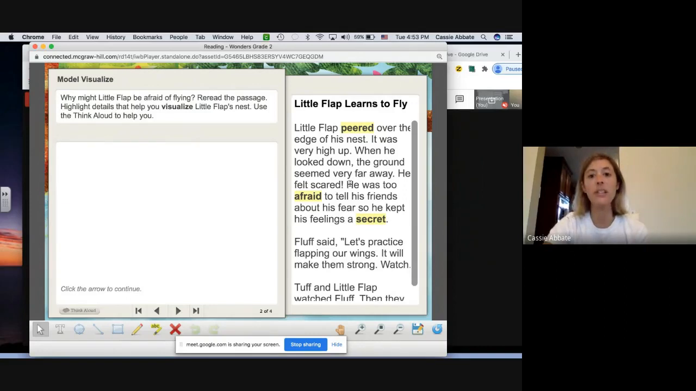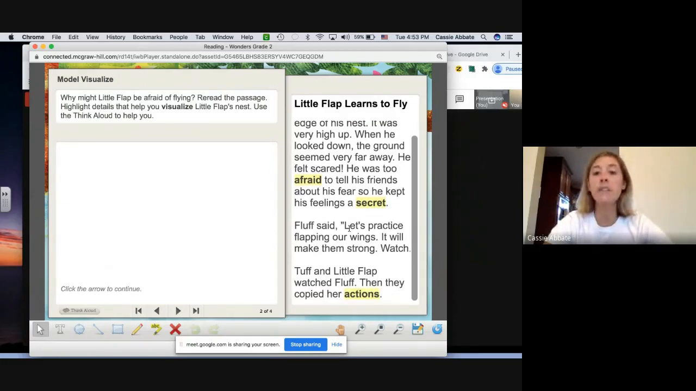He felt scared. He was too afraid to tell his friends about his fear, so he kept his feelings a secret. Fluff said, "Let's practice flapping our wings. It will make them strong. Watch." I bet right now you're picturing in your head birds flapping their wings. Tuff and Little Flap watched Fluff. Then they copied her actions.